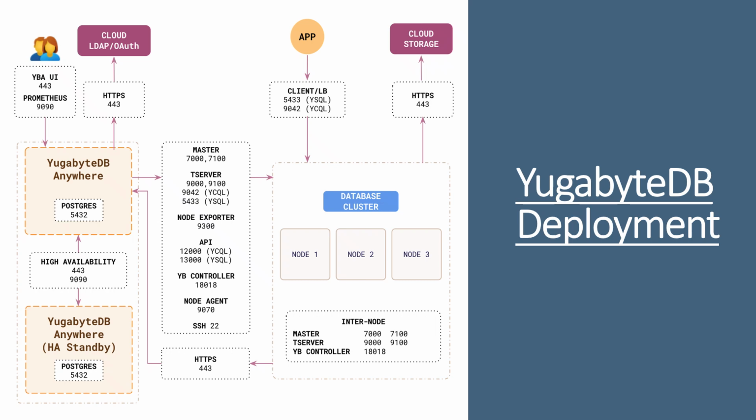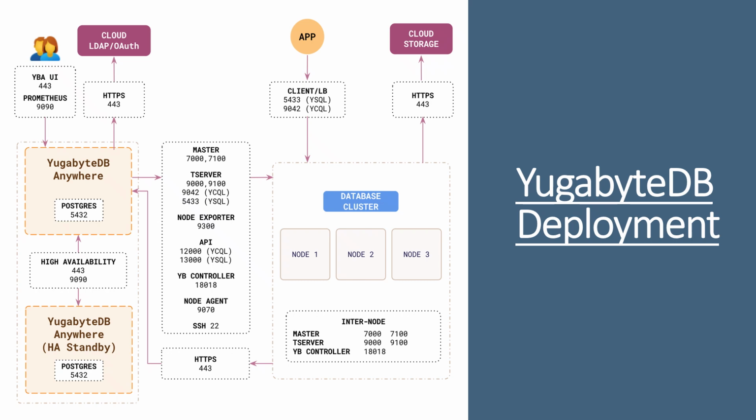So this YugabyteDB Anywhere server hosts primarily 3 components. One is the Prometheus server, another is the Postgres service, and then the YBA platform service itself. The Postgres service typically runs on port 5432 on the YugabyteDB Anywhere. And these 2 YugabyteDB Anywhere platforms will be communicating on the ports 443 and 9090. So we'll have to ensure those ports are open as well as the 5432 port.